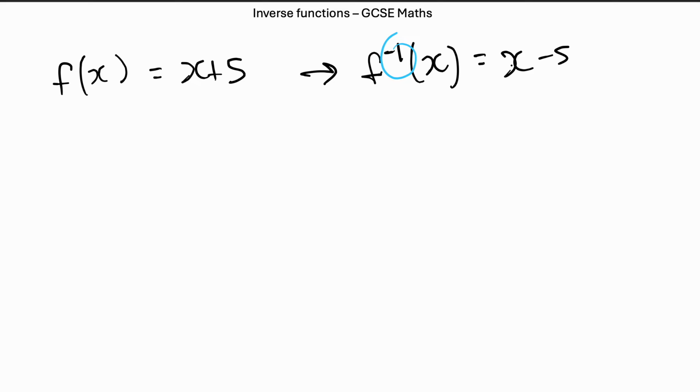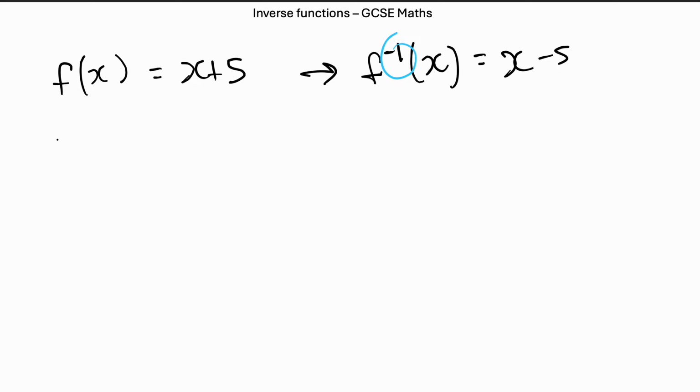Why is that so? If we have a number, say x is 2, plus 5 is going to give us 7, right? It's like you're starting from here. So if your number is 7, minus 5 is going to give us x, which is 2. So you're basically doing the opposite of your function. That's what inverse functions are: the opposite of your original function.